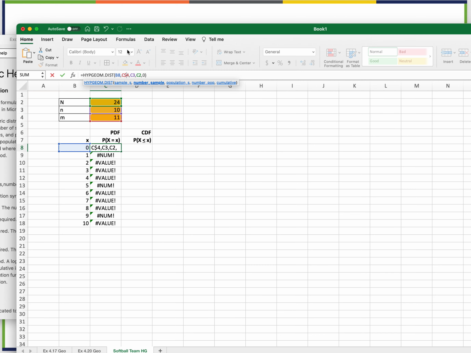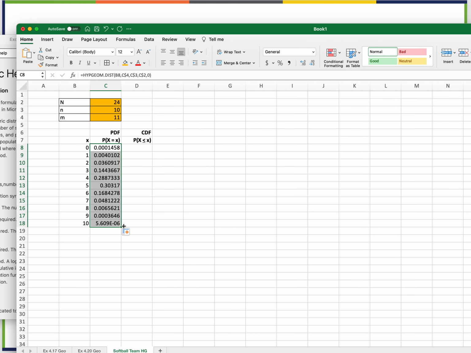Dollar sign, dollar sign, dollar sign. So this is why I'm not going to test you on the hypergeometric. I want you to do some problems. And let's take it to 3 decimal places. And does it all add up to 1?